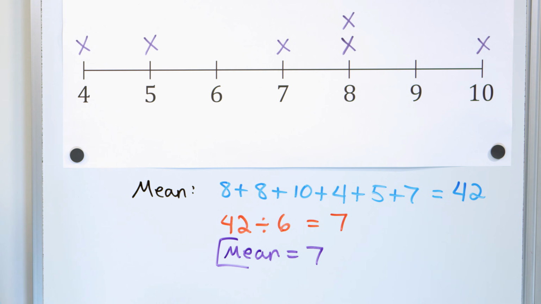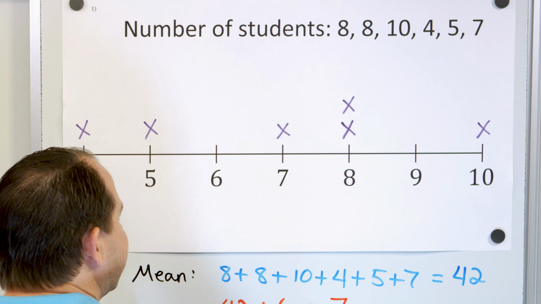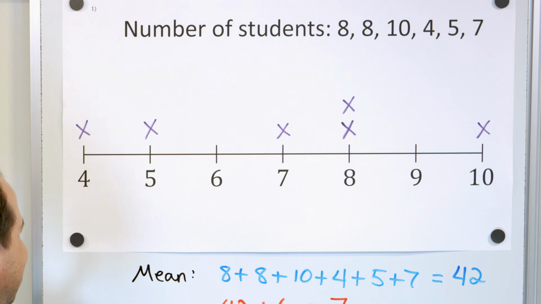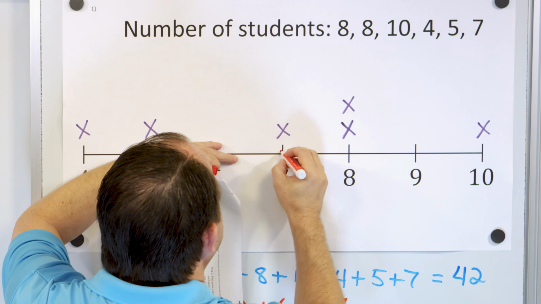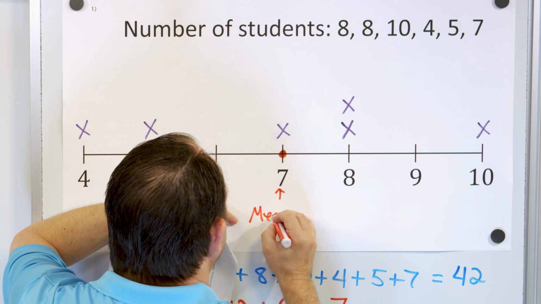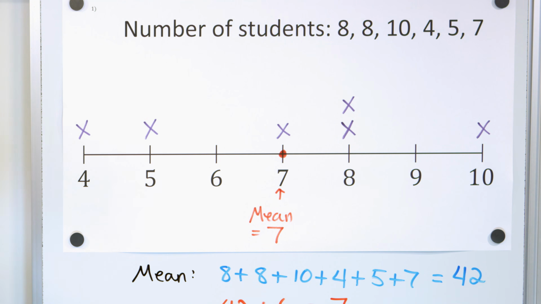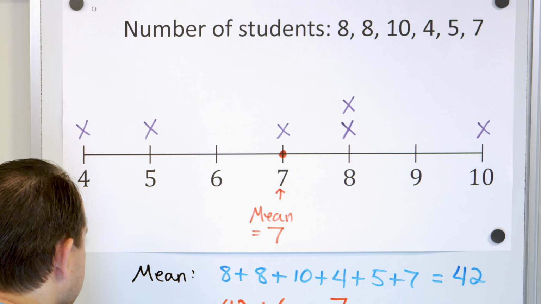Now let's take a minute to actually put this on our chart here. So here is 7, and we're saying that our mean, which is our average value, exactly worked out to be 7. So I'll put a dot right here on the 7, and I'll put mean equal to 7. The mean was equal to 7. All right? Next, let's take a look at the median. So I'll put a little line right here.